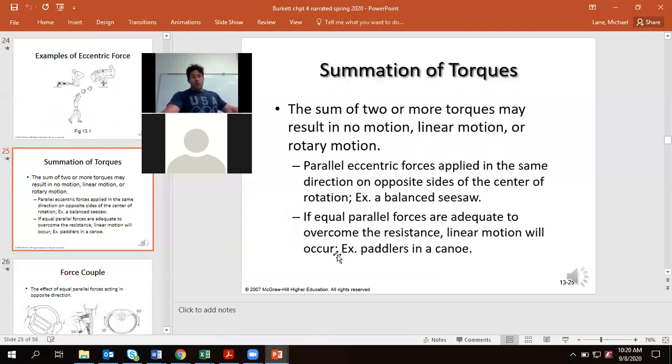Now, all of your torques, that's why we've had it as the effort times effort arm equals resistance times resistance arm, it is the summation of all of them. So we have all of these forces acting together, both pulling an object down and lifting it up, and that's going to give us its overall effect on motion.